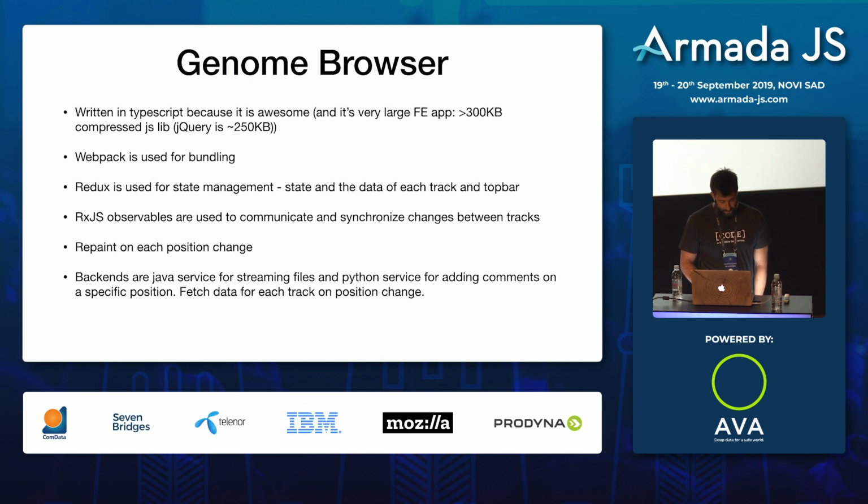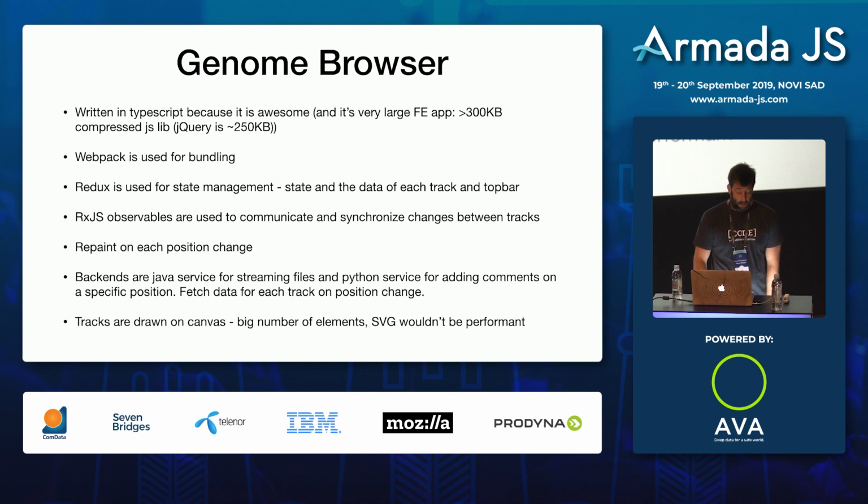We have a backend with a Java service for streaming and a Python service for some comments. I didn't show that, it's not that important. Tracks are drawn on canvas. Why? Well, big number of elements. SVG wouldn't be performant.